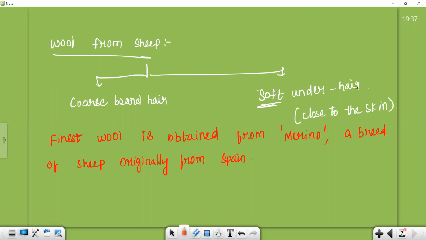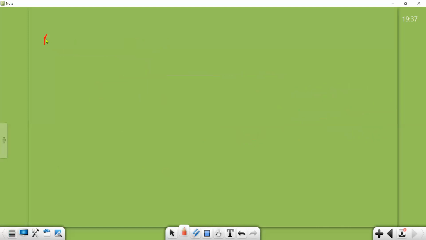Yes. So next we will see rearing of sheep. Rearing means keeping animals and caring for them, like domesticating. Breeding is different, rearing is different. You will find sheep mostly in hilly regions like Jammu and Kashmir and Himachal Pradesh, where they take care of the animals.